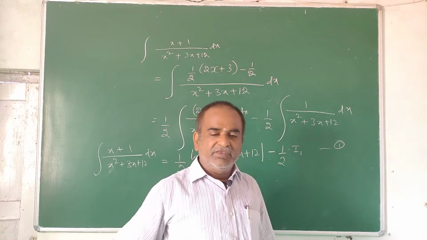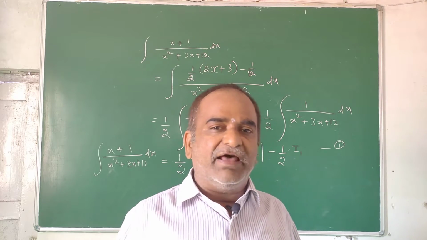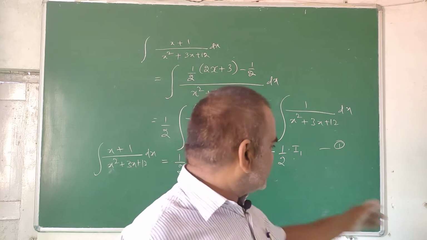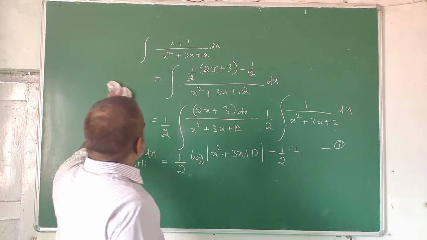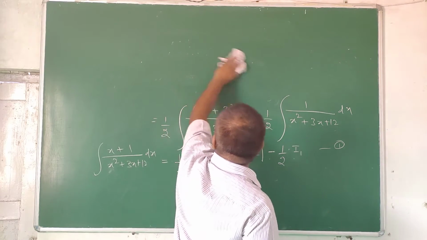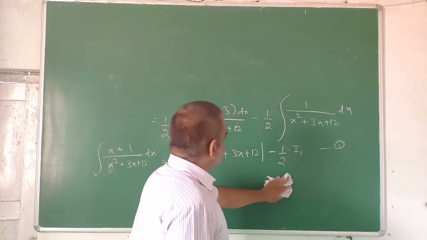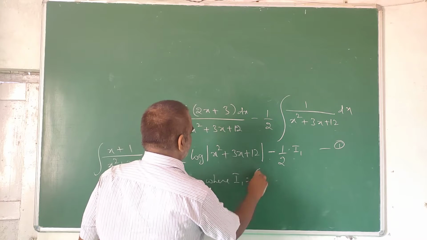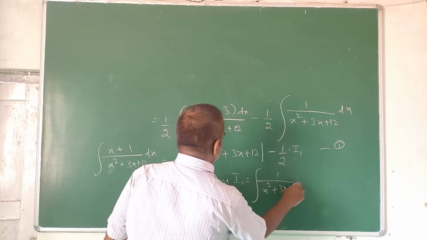For some time you keep this equation aside. Now you concentrate on finding I1 separately. Once you found the I1, again that I1 has to be replaced in the equation 1 so that you will get the answer. So what is I1 here? I1 is equal integral 1 by x square plus 3x plus 12 dx.